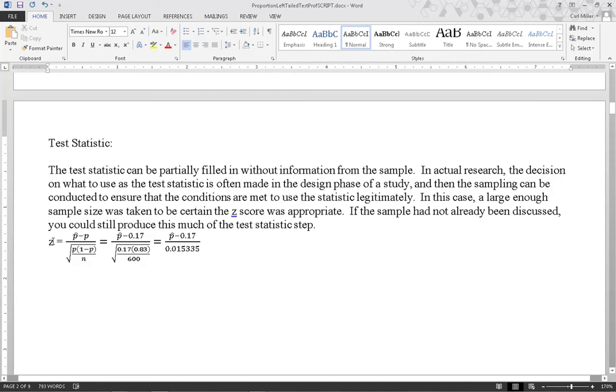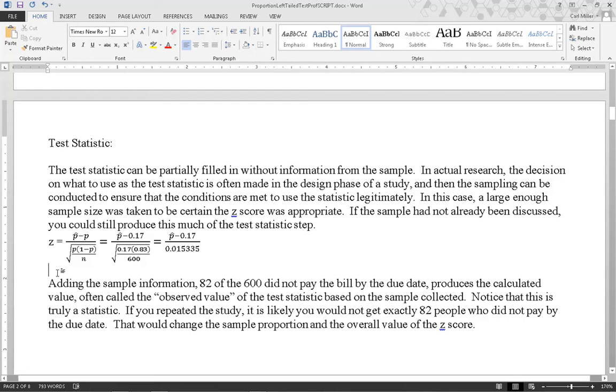Z equals p hat minus p over the square root of p times 1 minus p over n, and then filling in, p hat minus 0.17, that's the value of p from the null hypothesis, divided by the square root of 0.17 times 0.83 divided by 600. Simplifying, that would equal p hat minus 0.17 divided by 0.015335, and that's keeping 6 digits.